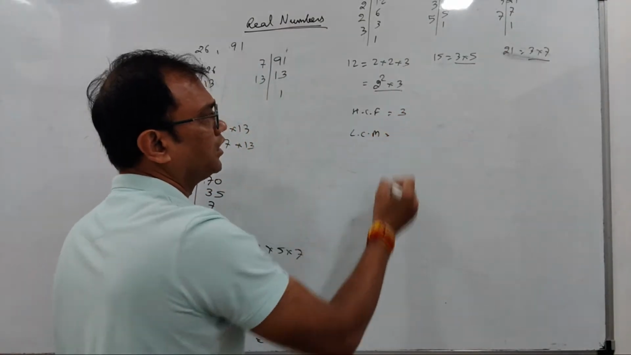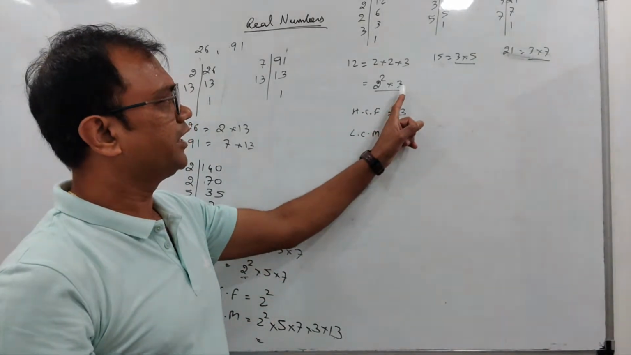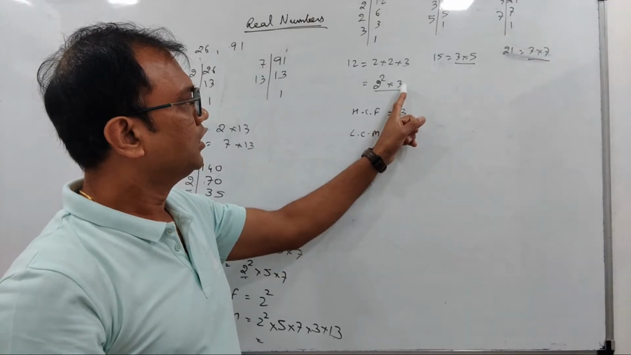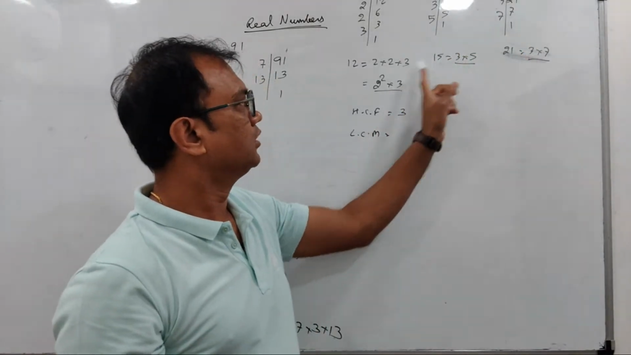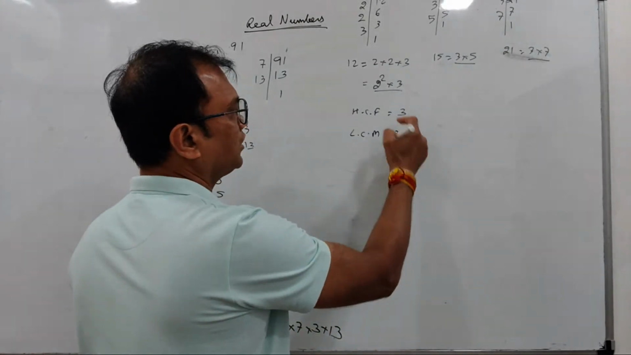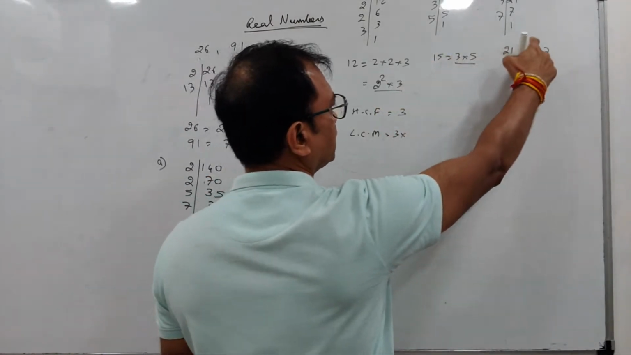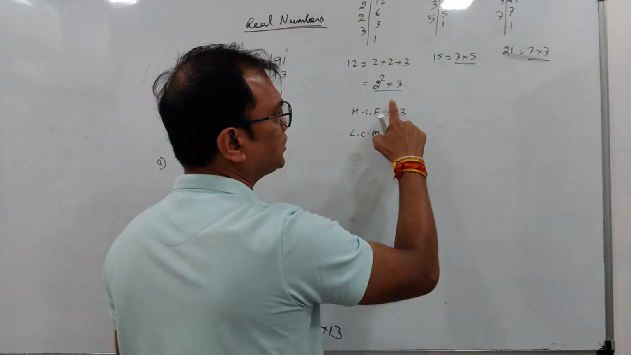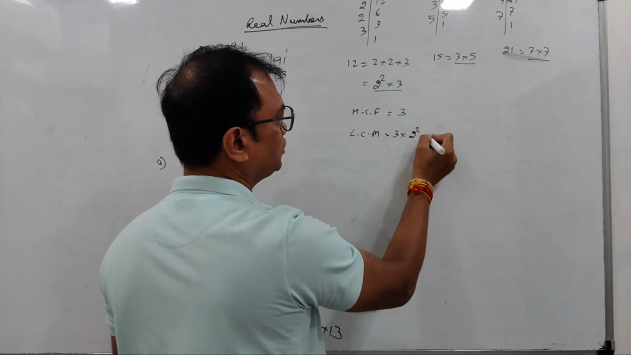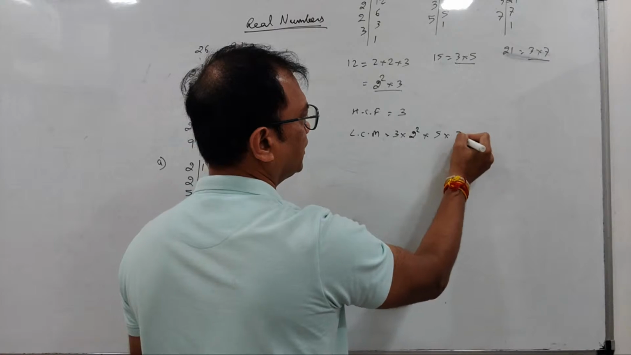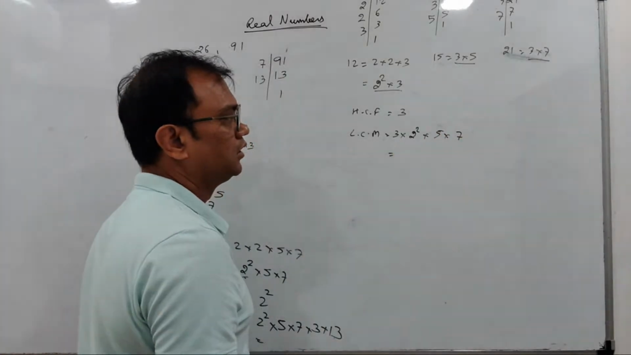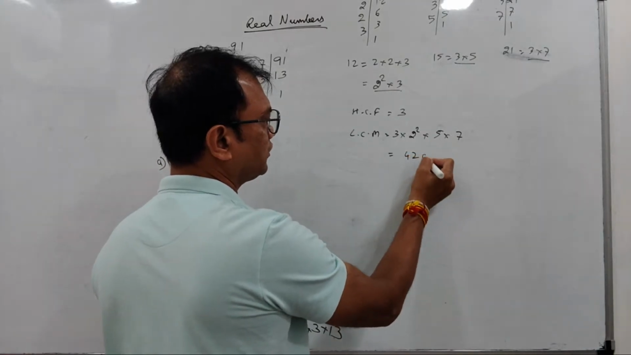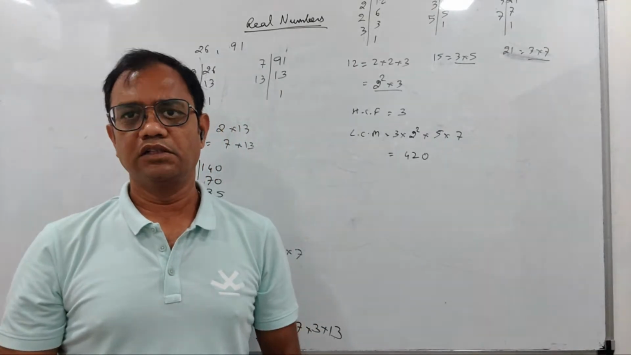In LCM we write the greatest power of the common number. Here since all have 3 raised to 1, that is the common number, so we will write only 3. Otherwise, if it was 3 raised to 1, 3 raised to 2 and 3 raised to 3, we will write 3 raised to 3. Then the remaining numbers. So remaining numbers are 2 raised to 2, then 5 and then 7. So multiply and write down that. So 4 times 3 is 12, 12 times 5 is 60, 60 into 7 is 420. So this is how we find out the LCM.